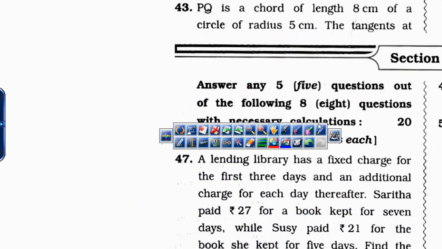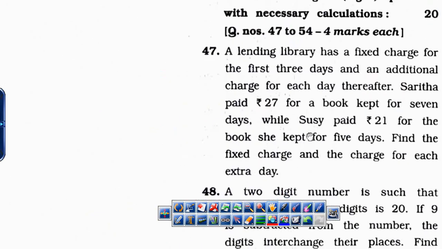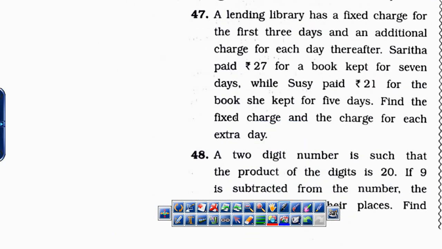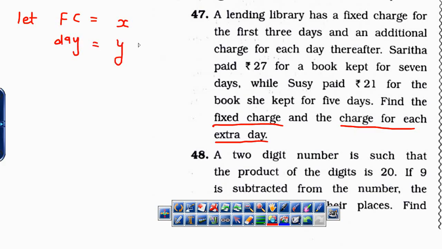Section D, 4 markers, sum number 47. A lending library has two kinds of charges: fixed charge and charge for each extra day. Let fixed charge is equal to X and charge for extra day is equal to Y. Fixed charge is for first 3 days and an additional charge for each day thereafter.